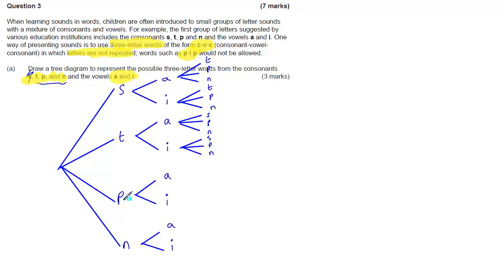If I get to here, P's already used. So we can have S, T or N. So these are S, T, N, S, T, N. And then here, because we've used the N, we can have S, T or P. So S, T, P, S, T, P.